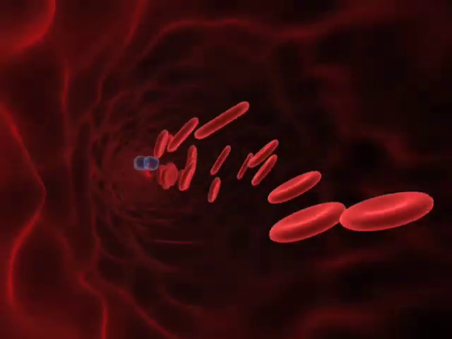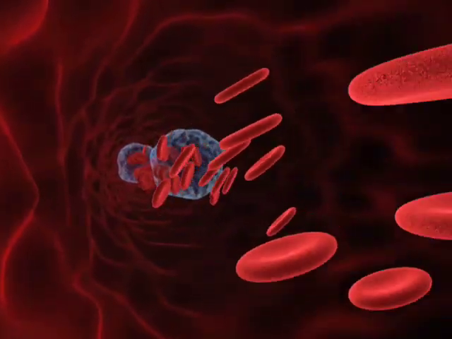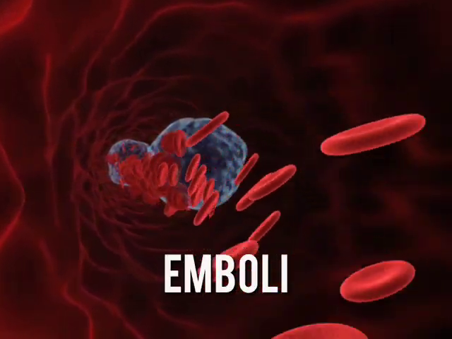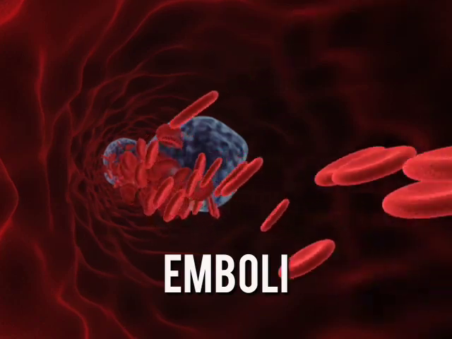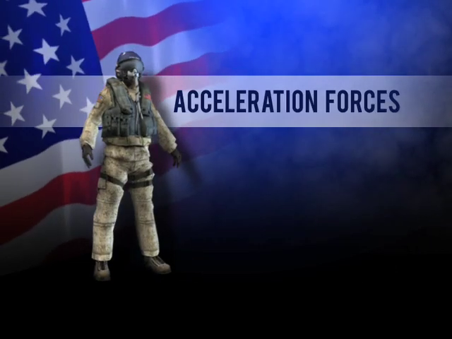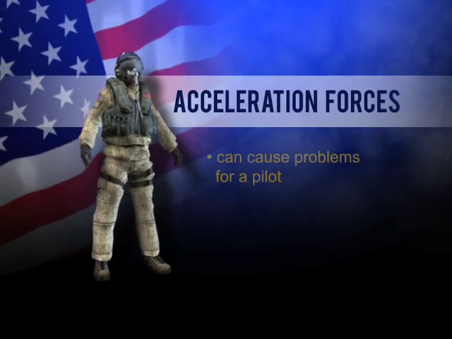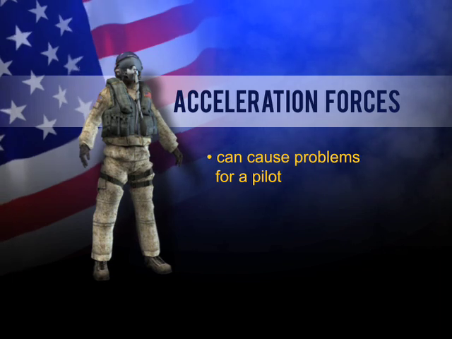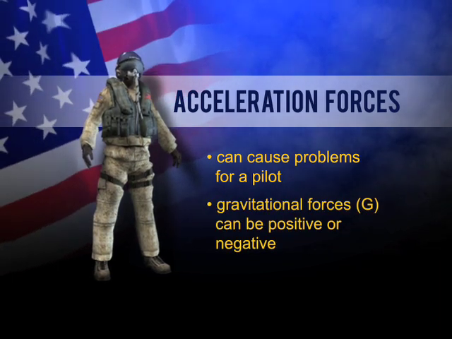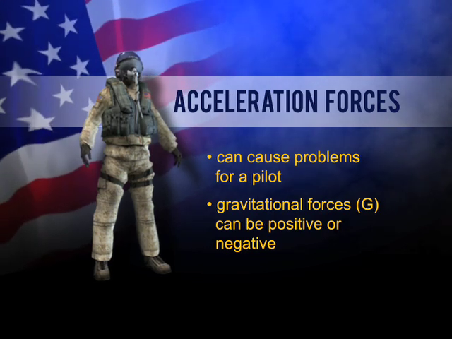If a pilot ascends too quickly, gases dissolved in the blood form bubbles or emboli. These emboli can create blockages in the bloodstream, which can lead to loss of consciousness. Acceleration forces, although needed for flight, can also cause problems for the pilot. These gravitational forces, or Gs, can be positive or negative.